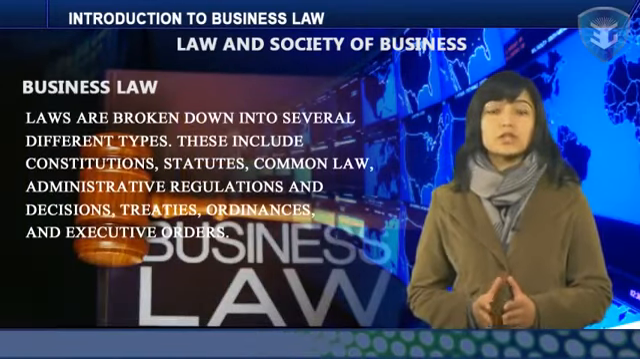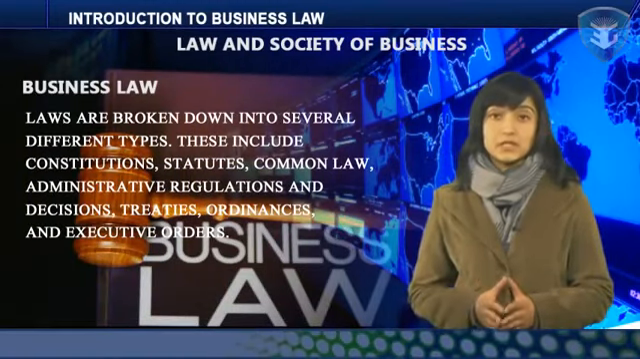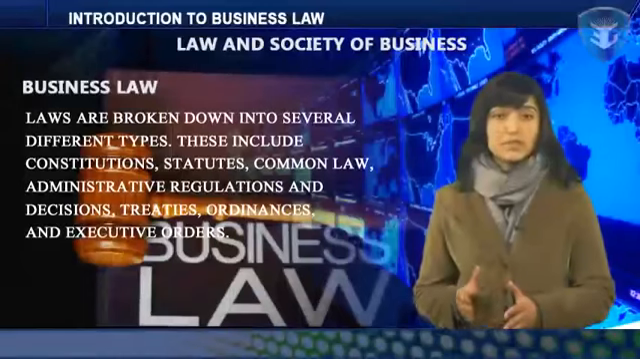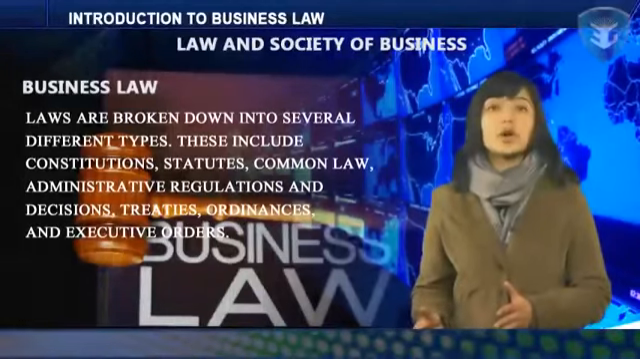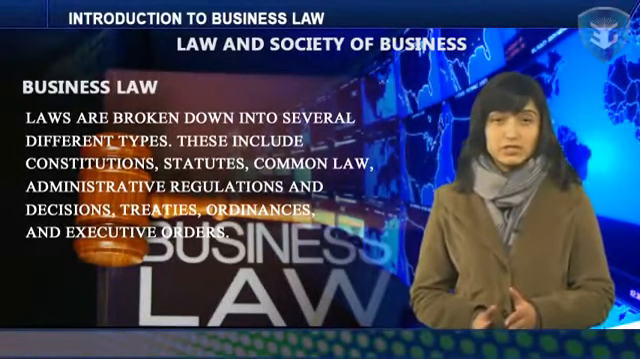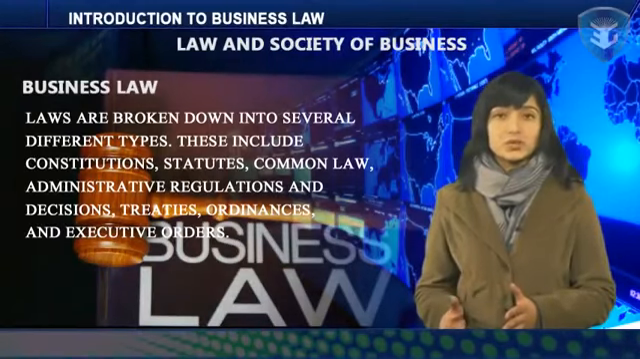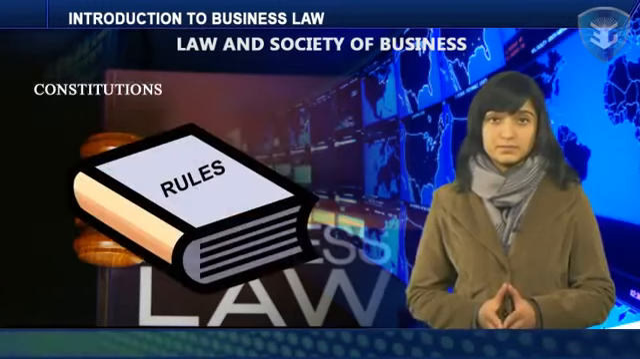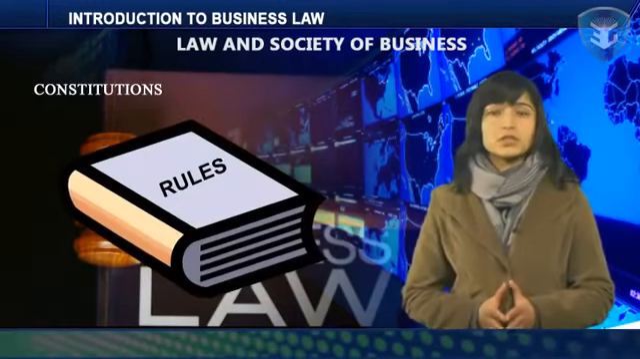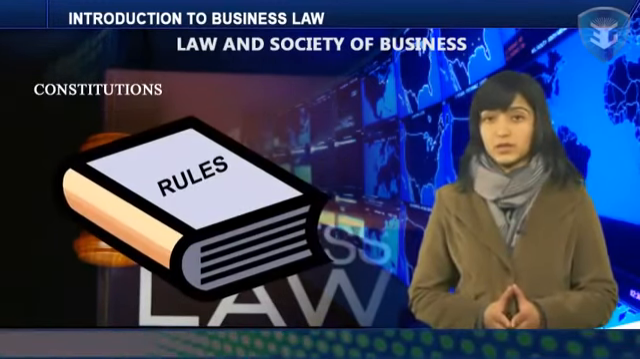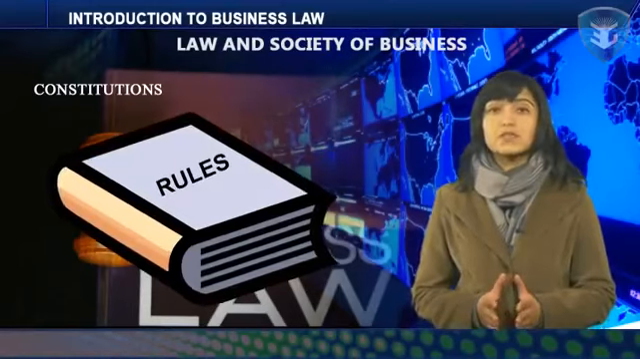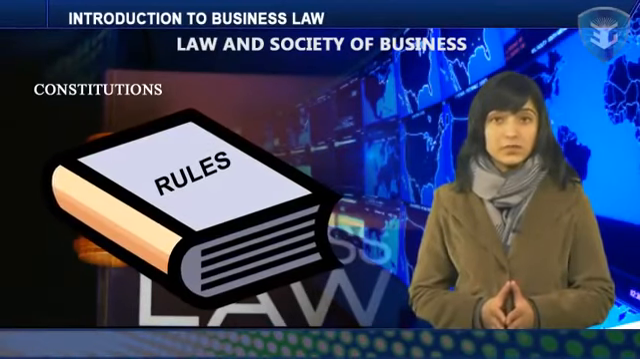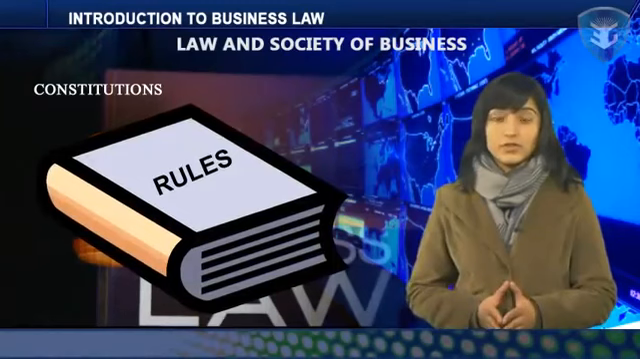Laws are broken down into several different types. These include constitutions, statutes, common law, administrative regulations and decisions, treaties, ordinances and executive orders. Constitutions. A constitution is the overriding law because it establishes the fundamental principles of a government at either the state or federal level.